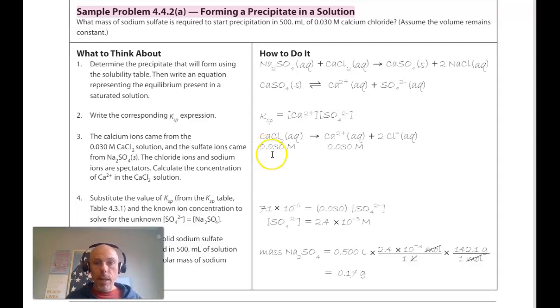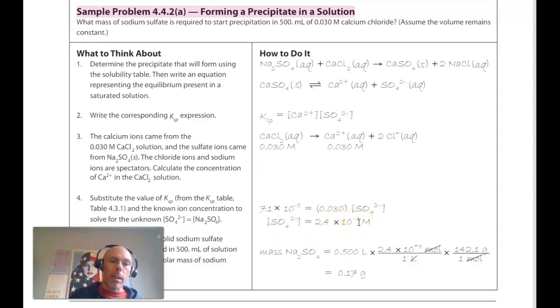We know the Ksp of calcium sulfate. It's 7.1 times 10 to the minus 5. We know what the concentration of calcium ions will be. Well, what would the concentration of sulfate ions be if it were saturated? And any amount past that would start precipitation. So we're solving for this value because, again, this is the value at which it's saturated, and any amount past that would start precipitation. So we solve for SO4, divide both sides by 0.03, and we get 2.4 times 10 to the minus 3 molarity.